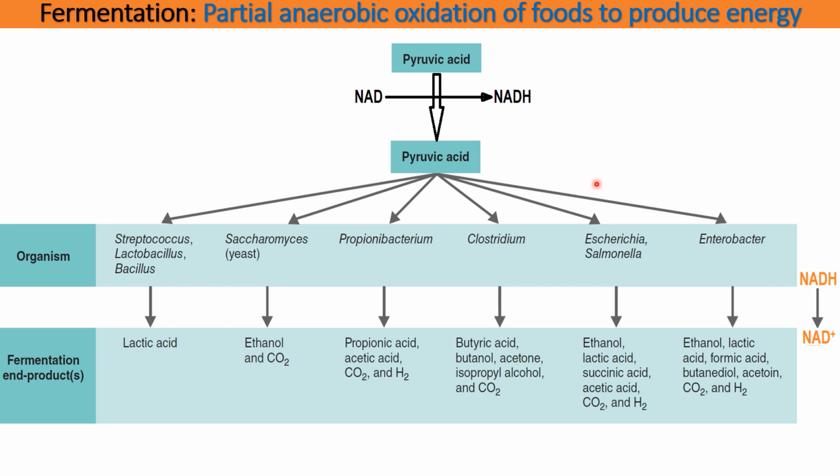So here are examples of various other fermentation products that are produced by various microorganisms. Streptococcus carries out lactic acid fermentation. In the process, NADH is oxidized to NAD. We have Saccharomyces cerevisiae, the yeast species that carries out alcohol fermentation to produce ethanol and carbon dioxide. We have Propionibacterium that produces propionic acid, acetic acid, carbon dioxide, and hydrogen gas. We have Clostridium that produces butyric acid, and so on. All these are various fermentation products produced by microorganisms.